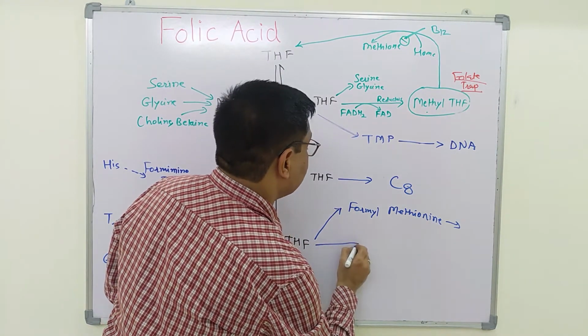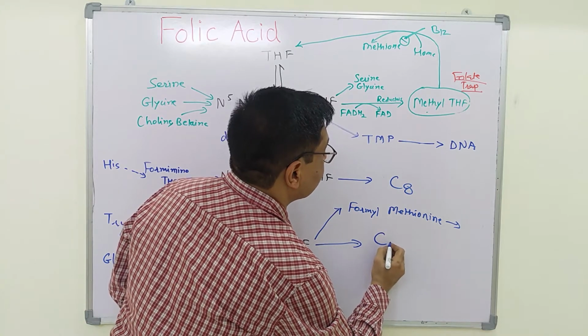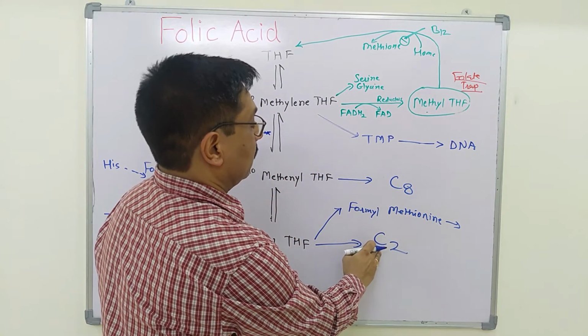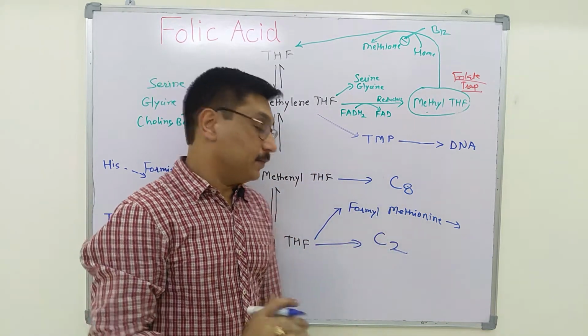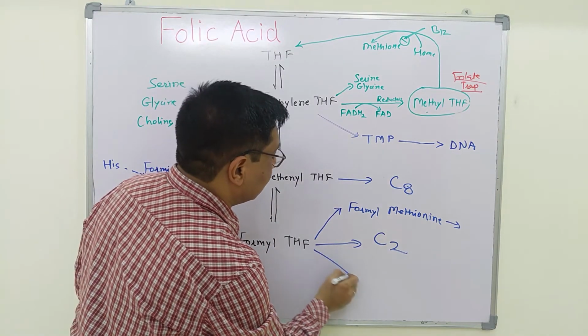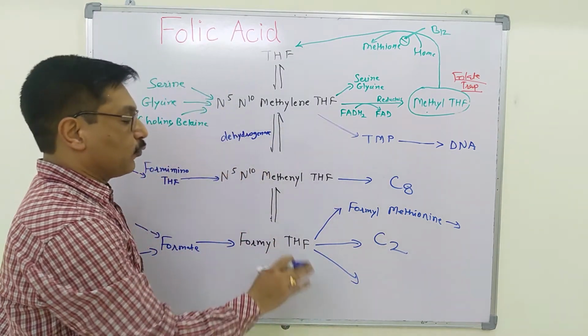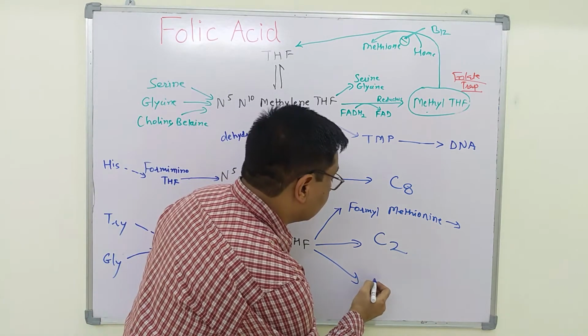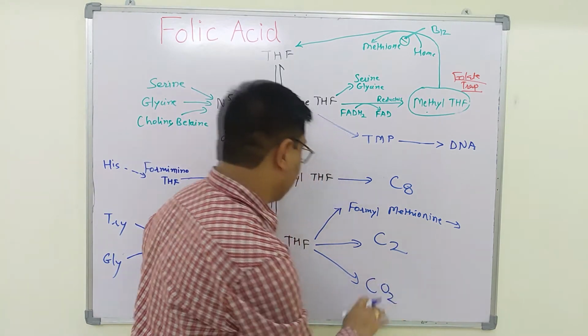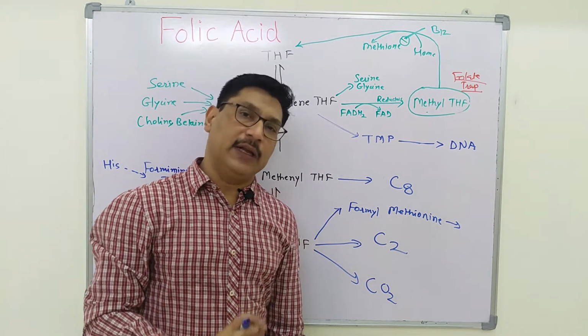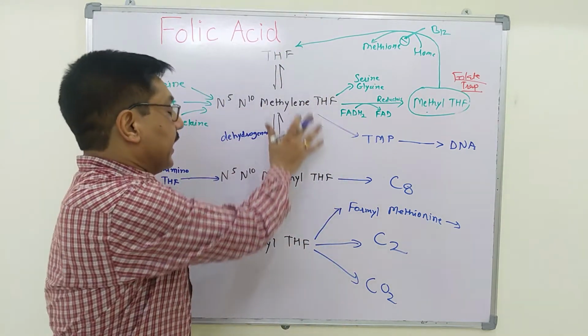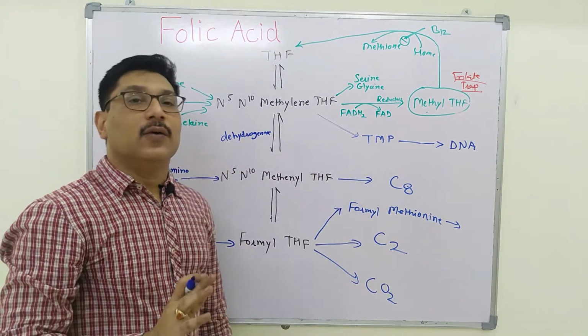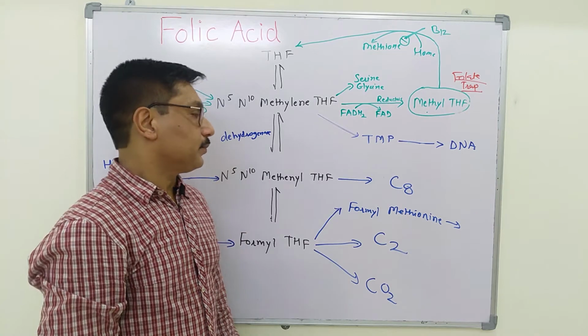Then this formyl tetrahydrofolate is also required for carbon 2 of purine, and when in excess, this formyl tetrahydrofolate gives out carbon dioxide, thereby tetrahydrofolate can be released. These reactions are called the one carbon pool.